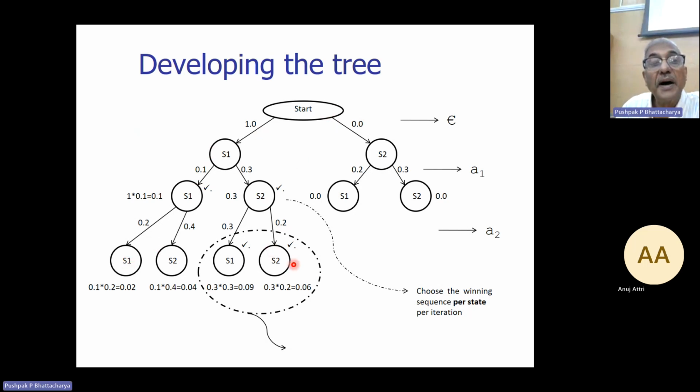There are also 2 paths ending in S2. And we find that the path ending in S2 here is 0.04 probability. The other path ending in S2 has 0.06 probability. So we will retain this path here and kill off the other path. Okay, so now we'll have to only consider these 2 paths and their advancement.